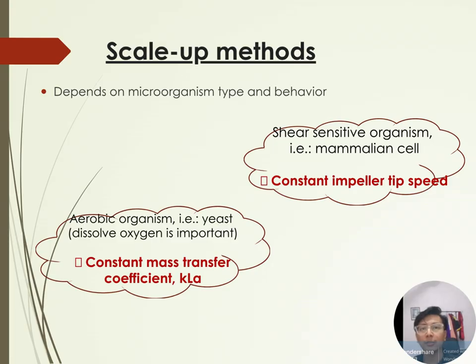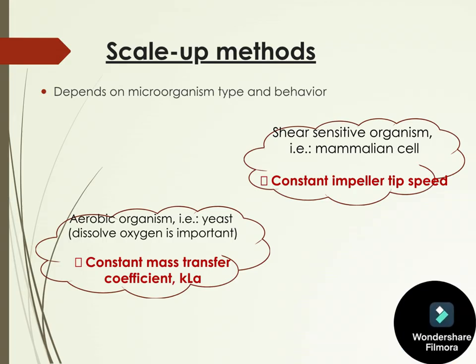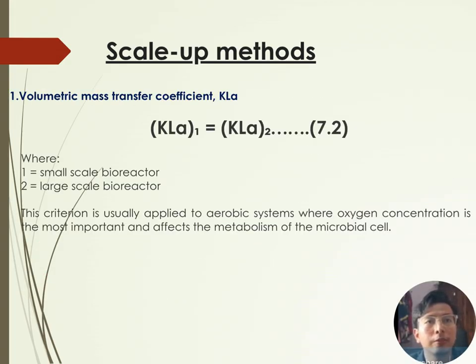The scale-up method always depends on the type of microorganism or its behavior. For example, shear-sensitive organisms and aerobic organisms. For aerobic systems such as yeast or E. coli fermentation, our most critical method is keeping the volumetric mass transfer coefficient, or kLa, constant. This ensures that even in a 10,000 liter tank, every single cell receives the same concentration of dissolved oxygen as it did in the laboratory. If oxygen levels drop, we risk metabolic shift and lower yield.